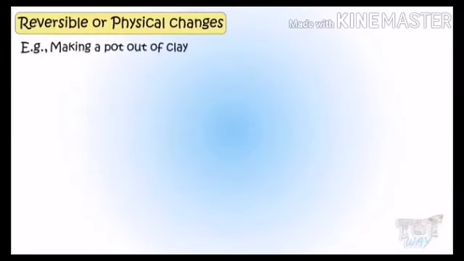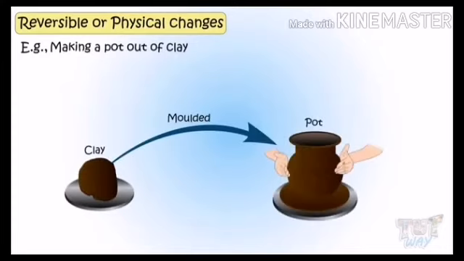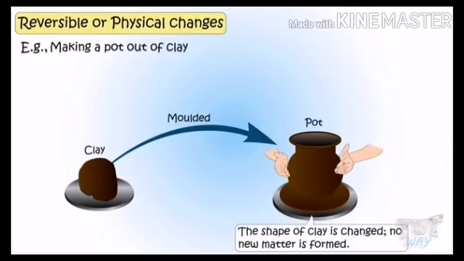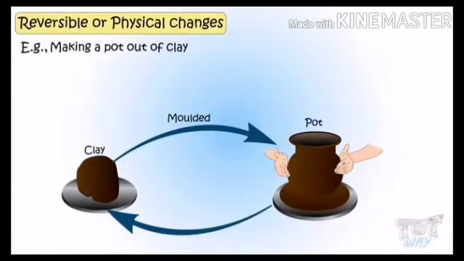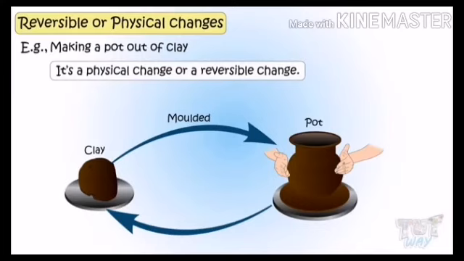Next example, making a pot out of clay. That is, clay is moulded into a pot. Here the shape of the clay is changed, no new substance is formed. Again we can turn that pot back into clay. Here there is a change in the state, size, shape, color and texture only.